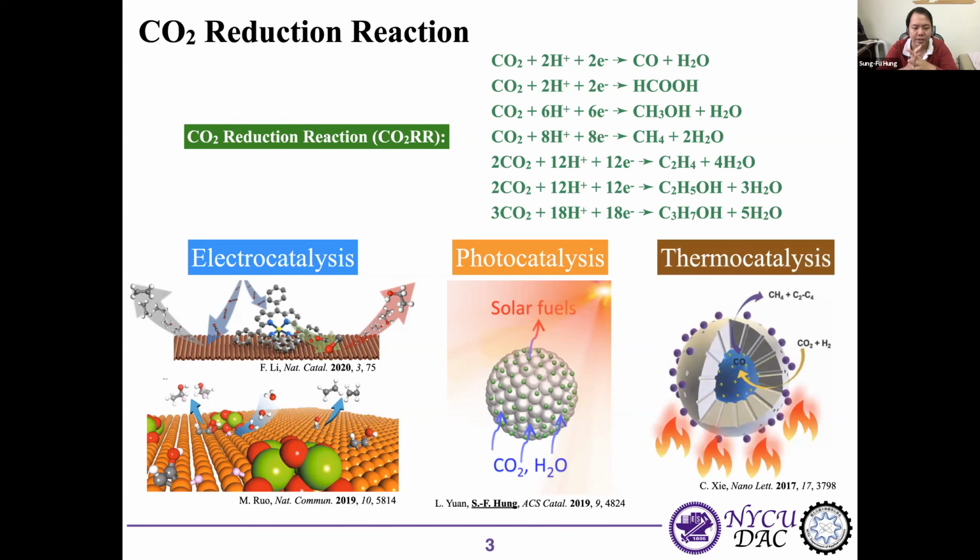And the third one is thermal catalysis. We provide a high temperature environment, such as 500 degrees Celsius, to the catalyst, so they can catalyze carbon dioxide into carbon monoxide or methane. The advantage of thermal catalysis is the high stability, which means they do not decay after operating over 1,000 hours. I saw this number from the literature. So for carbon dioxide reduction reaction, we have different approaches, and we expect different catalytic behavior. So we need to develop in situ techniques for these approaches.